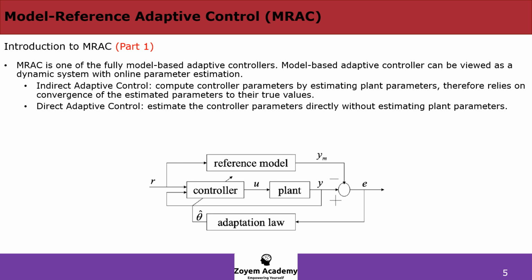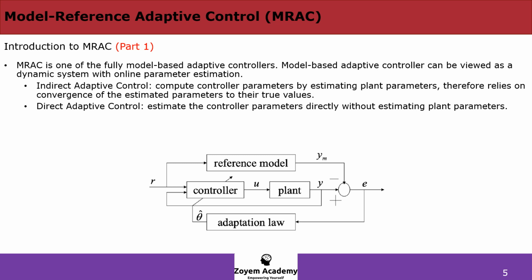So, introduction to MRAC. All right, so what is MRAC? Essentially, MRAC is a fully model-based adaptive controller. It can also be viewed as online parameter adaptation, or online parameter estimation, sorry. More on that later, but it's a very powerful method that can do a lot of different things. It can do indirect adaptive control, and you can also do direct adaptive control.